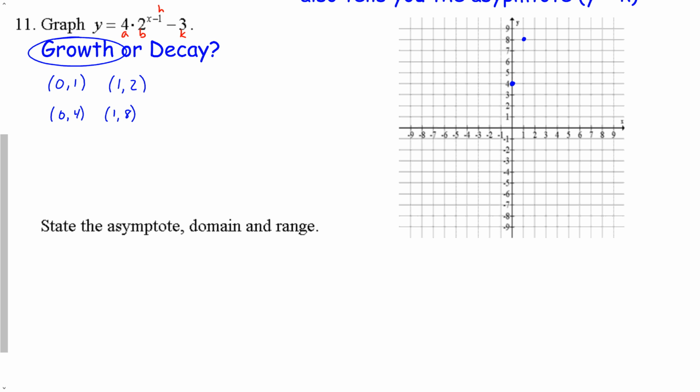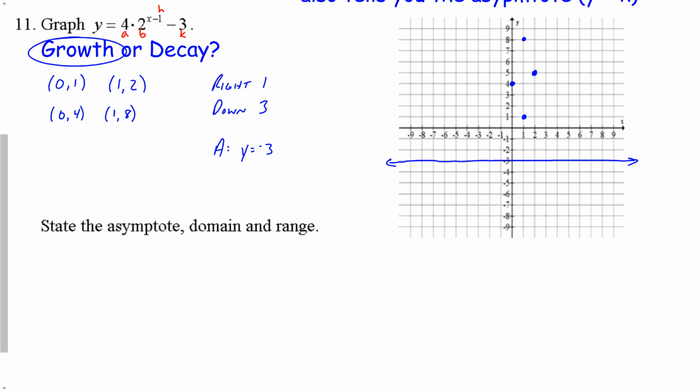We have to move our graph. Our h value looks like a negative 1. That tells us we're actually going to move this graph right 1. The k value is negative 3, which tells us we're going to move down 3. And our asymptote is going to be y equals negative 3 because of our k value. So if we have y equals negative 3, we draw a horizontal line through negative 3. There's your asymptote. Now take these 2 points, move them right 1 and down 3, right 1 and down 3.